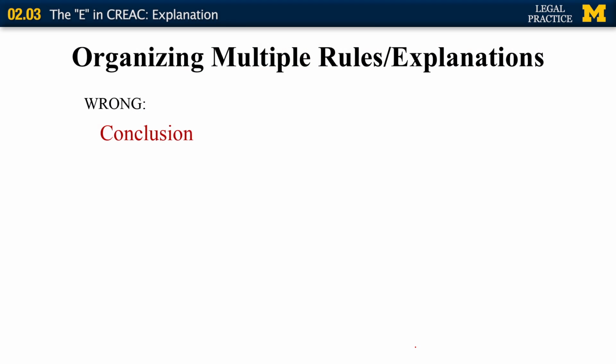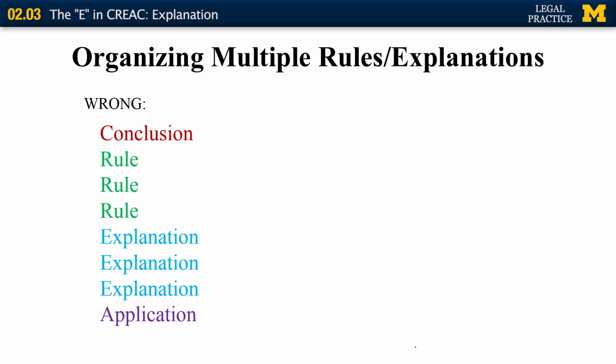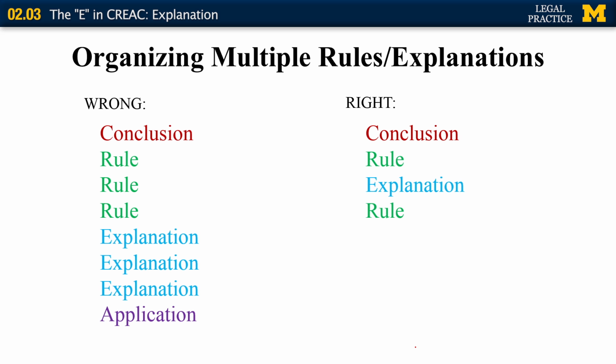So here's what you don't want to do. You don't want to state the conclusion and then state all the rules and then state all the explanations and then apply it. In other words, you usually want the explanation for a rule to immediately follow your statement of the rule. So you'll have your conclusion, you'll state a rule and you'll explain it, you'll state another rule and explain it, and if you have a third rule, for example, you would state and explain it.